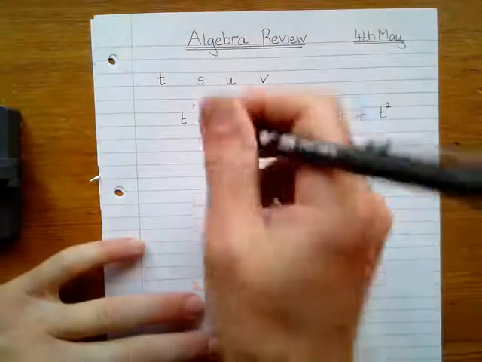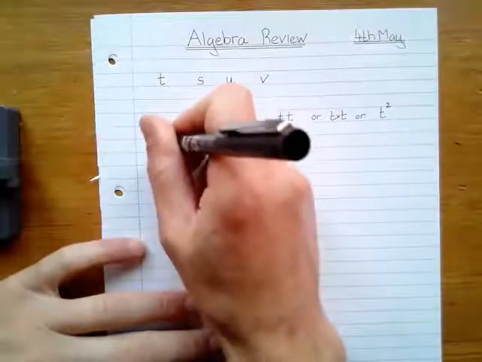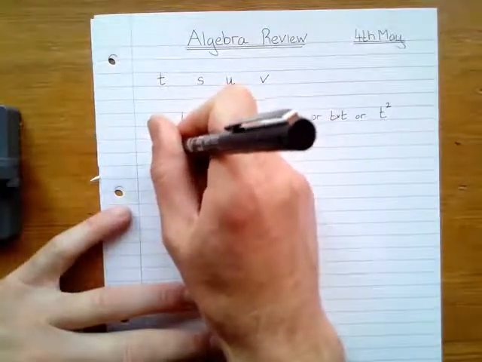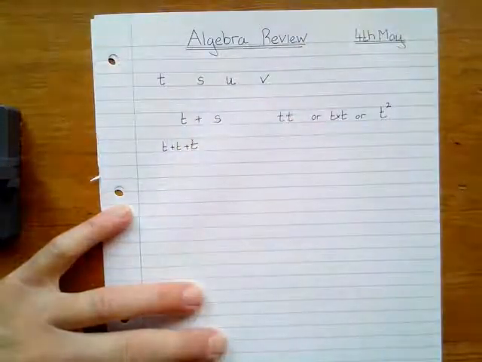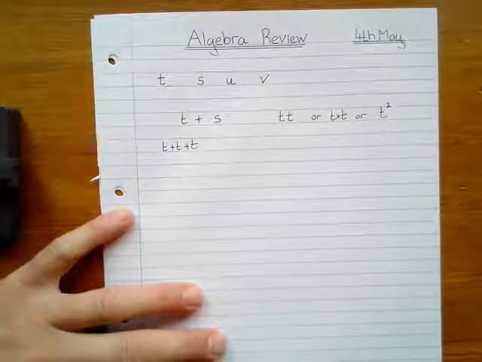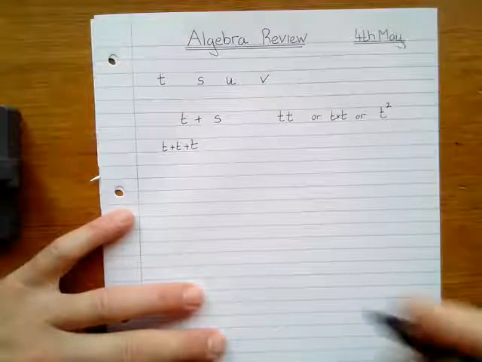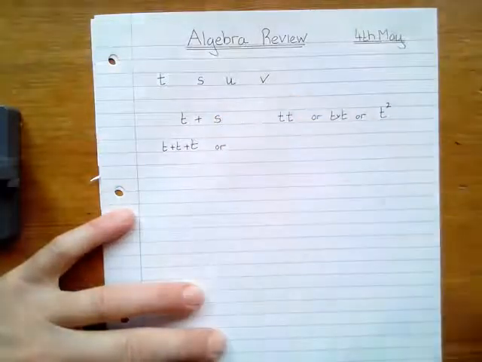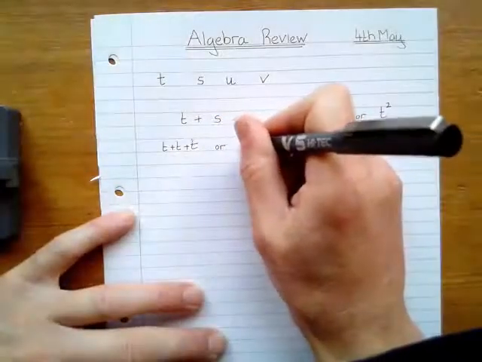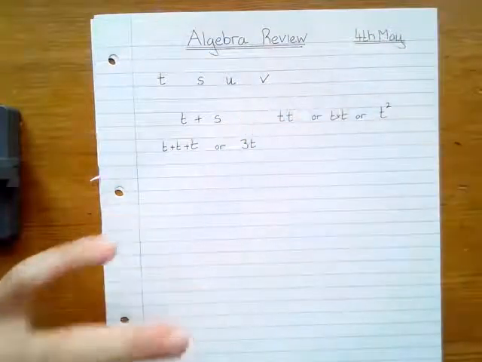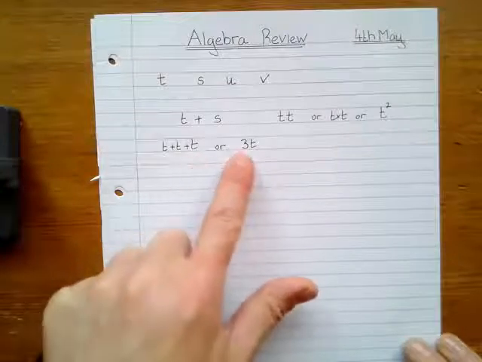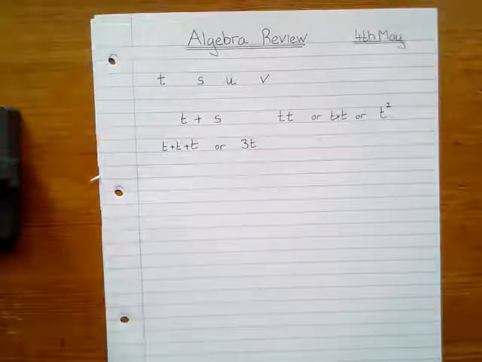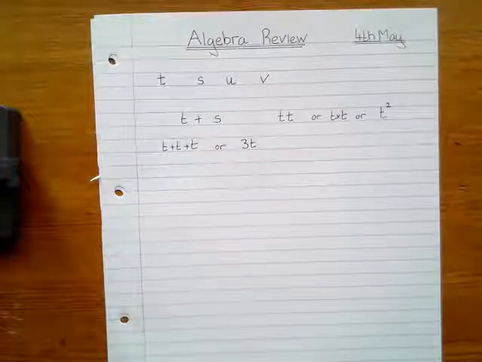Oh, one more thing. You could have something like T plus T plus T, which is just adding T to itself 3 times. But another way of writing that is just to write 3T. Okay, so 5 plus 5 plus 5 is 15. 3 times 5 is also 15 if T was equal to 5.